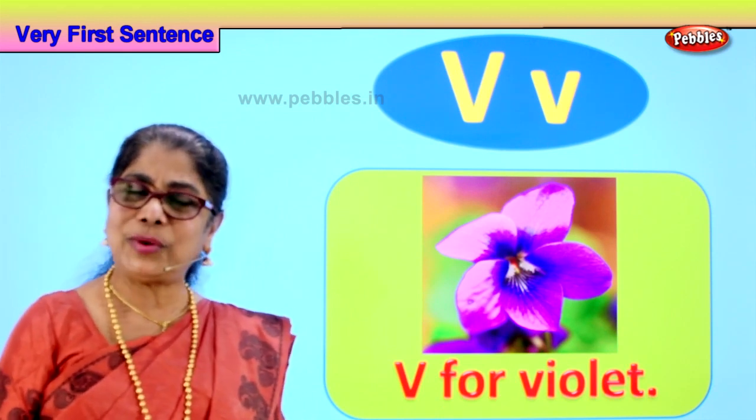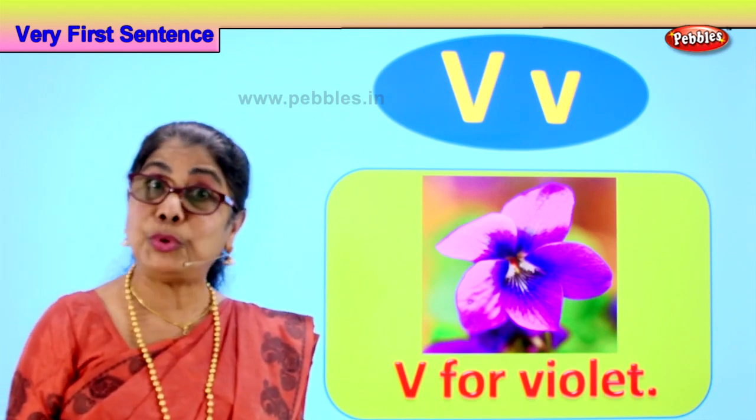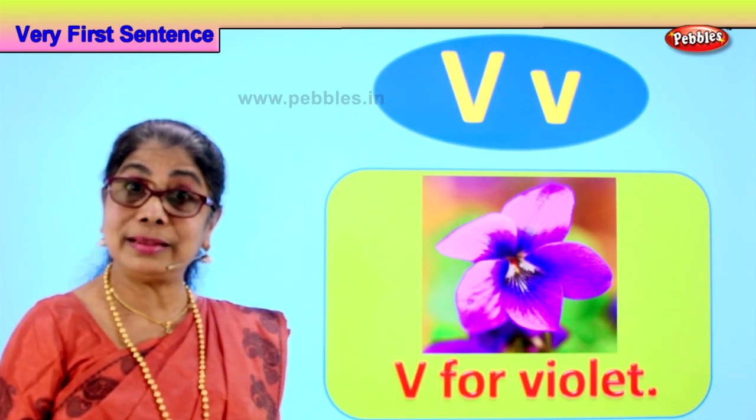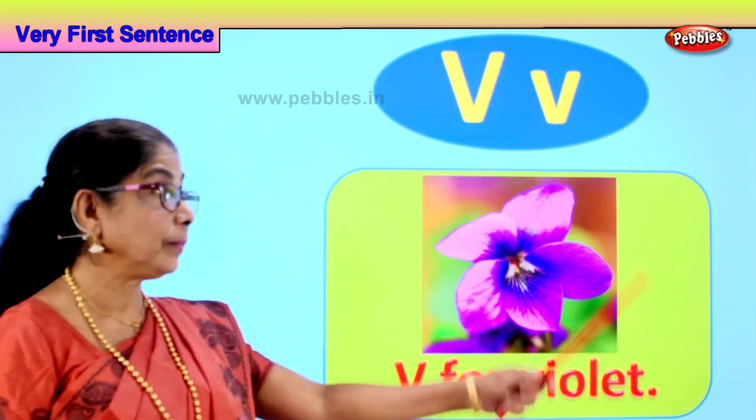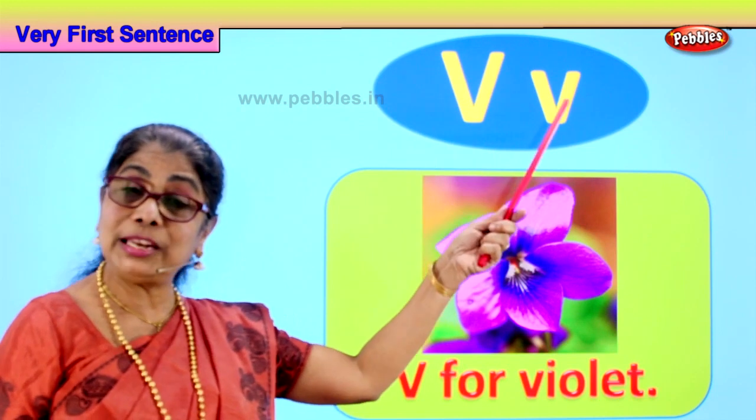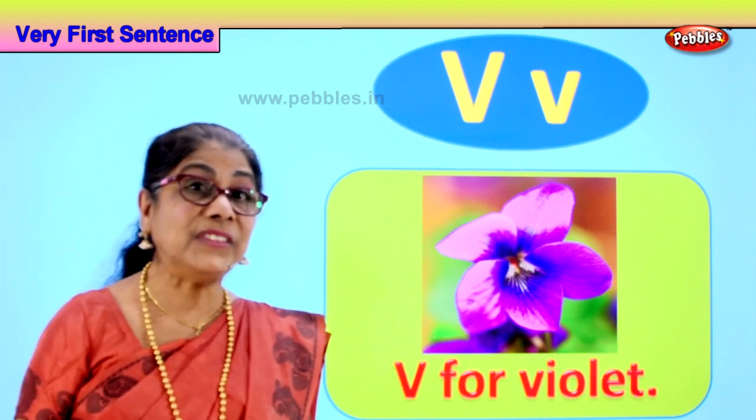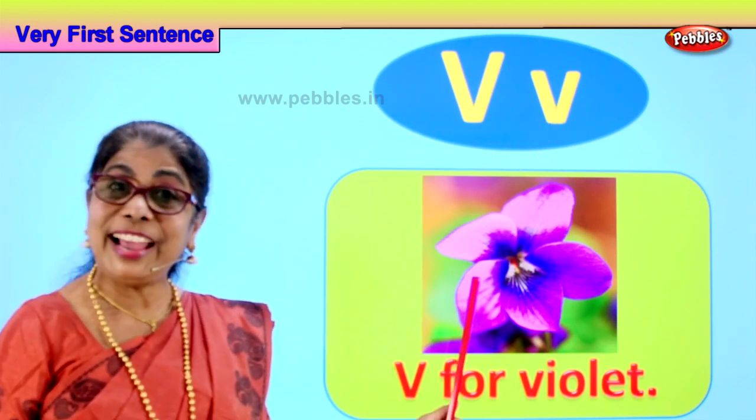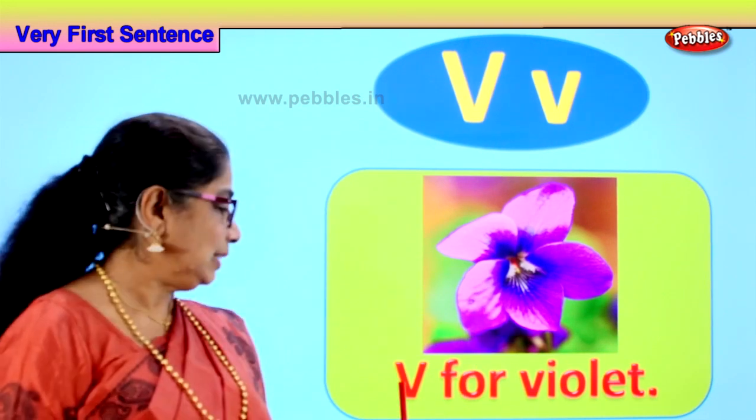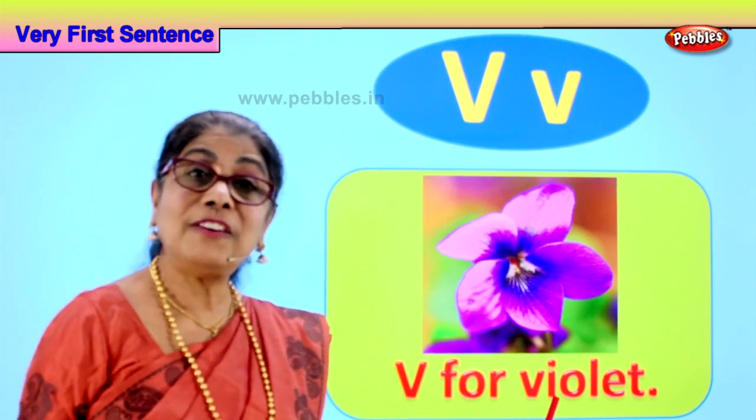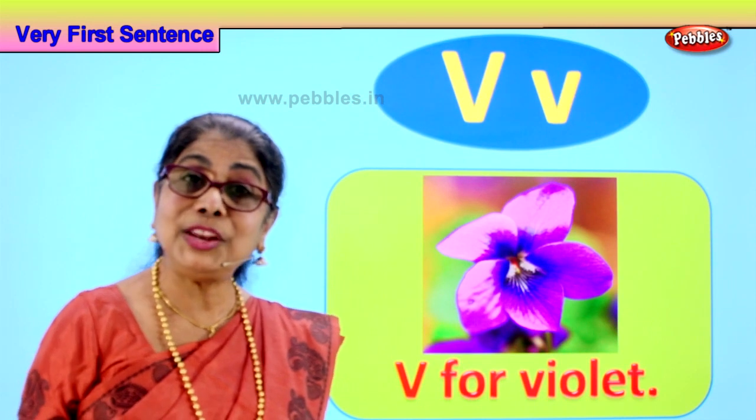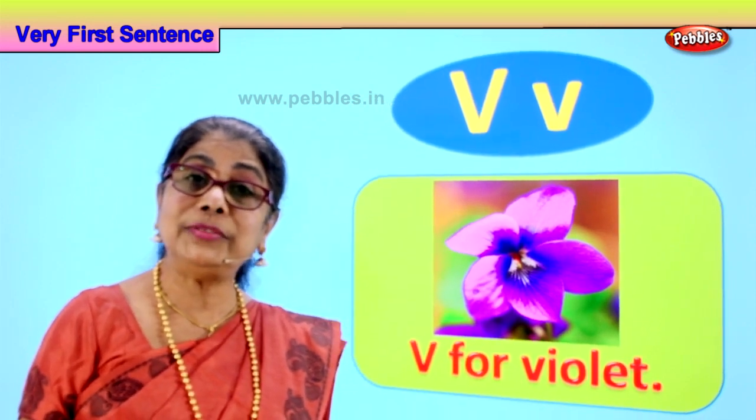Where else do you find this violet color? In the rainbow, yes. One of the colors in the rainbow is also violet. Capital letter V, small letter V. The sound is V. This is a violet flower. Read. Let's read V for violet. Let's take a new picture and read the word with the letter V.